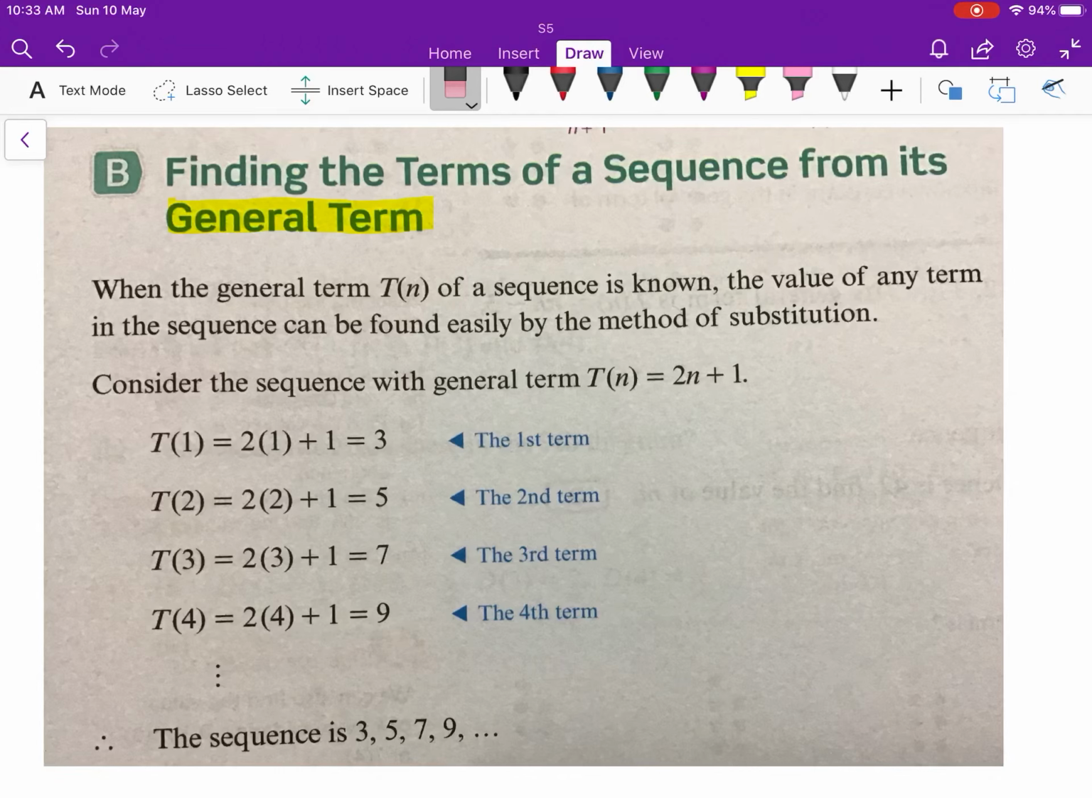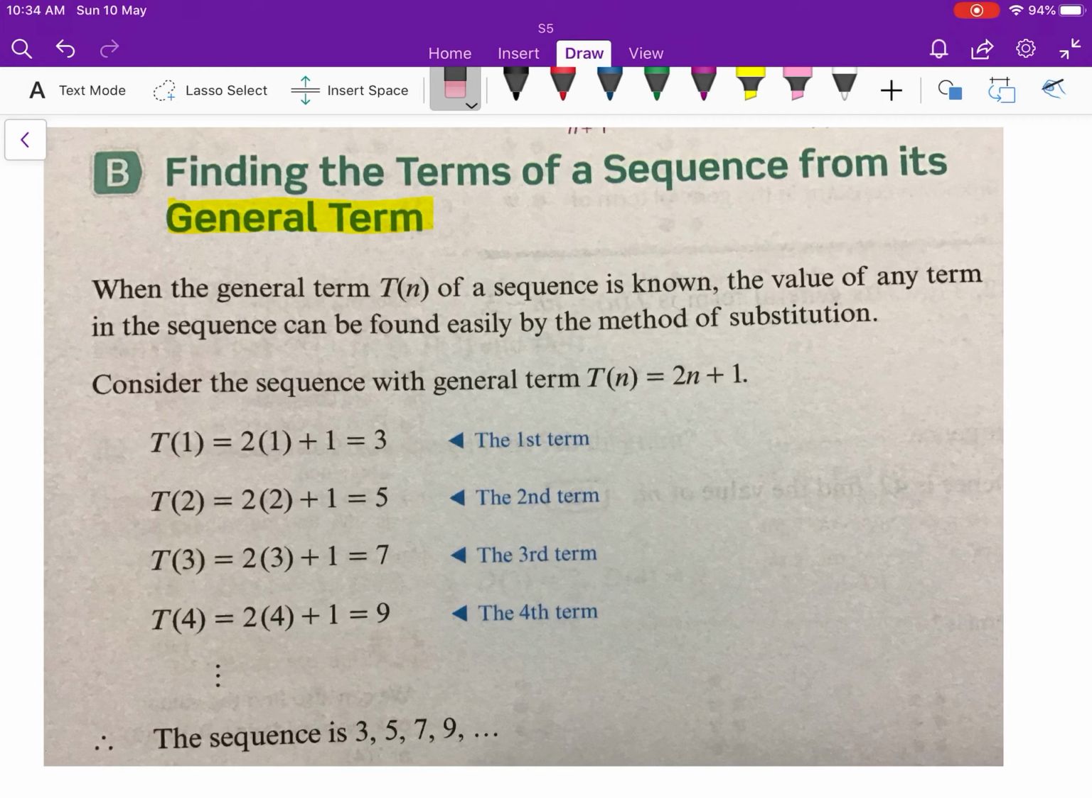Q5 students, welcome back. Today's lesson is session 1.1 B part. In the A part, the previous lesson, you learned how to find the general term. But in the B part, no more general term. We will ask you to find a specific one of the terms.